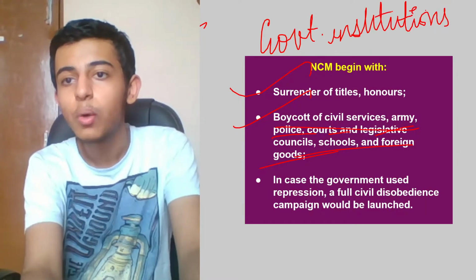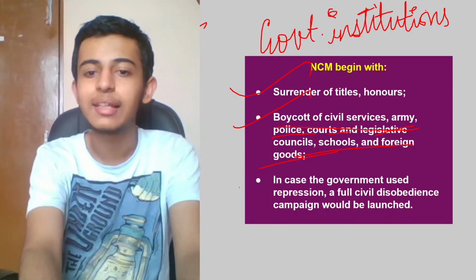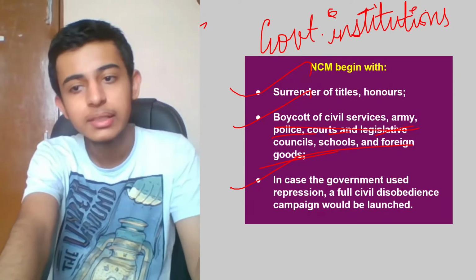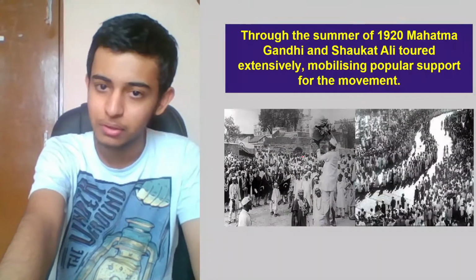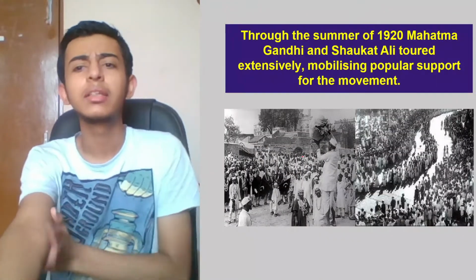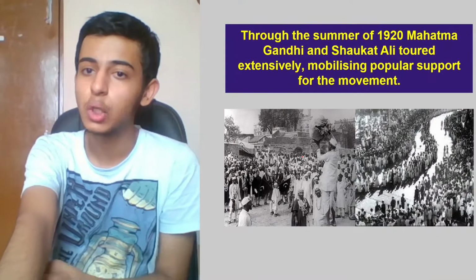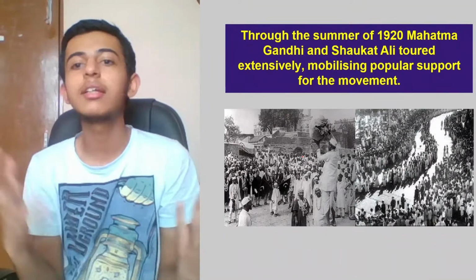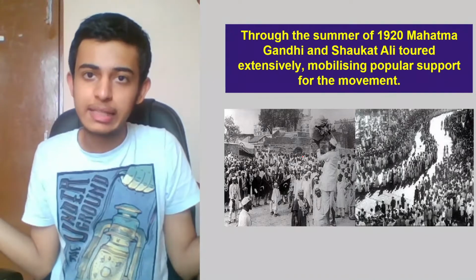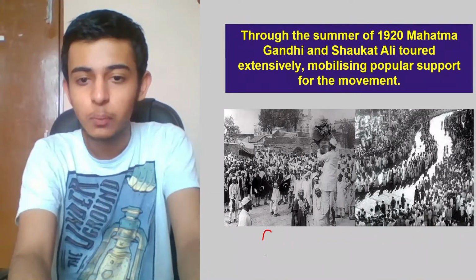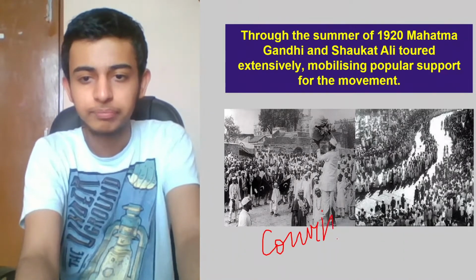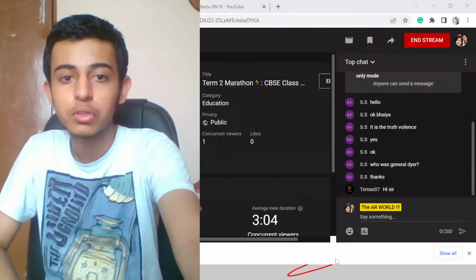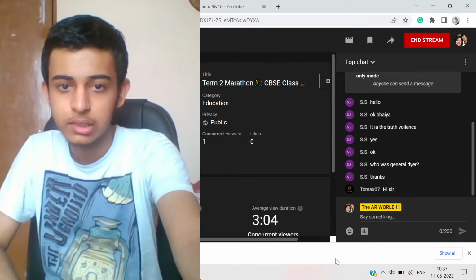In case the government used repression, a full civil disobedience campaign would be launched. This was the point. Through the summer of 1920, Mahatma Gandhi and Shaukat Ali toured extensively, mobilizing popular support for the movement. So they started spreading the idea of NCM. They started convincing people to go against the Britishers, for not cooperating with the Britishers, isn't it?